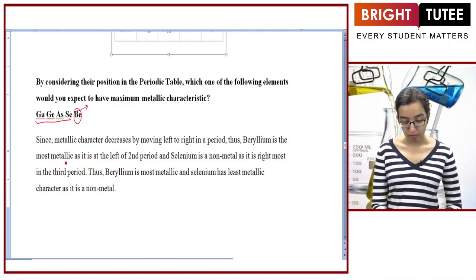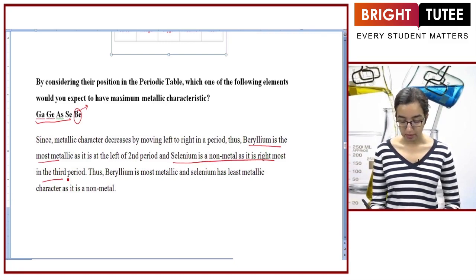Thus, beryllium is the most metallic, as it is on the left of the second period, and selenium is a non-metal, as it is rightmost in the third period. Thus, beryllium is the most reactive and selenium is the least reactive.